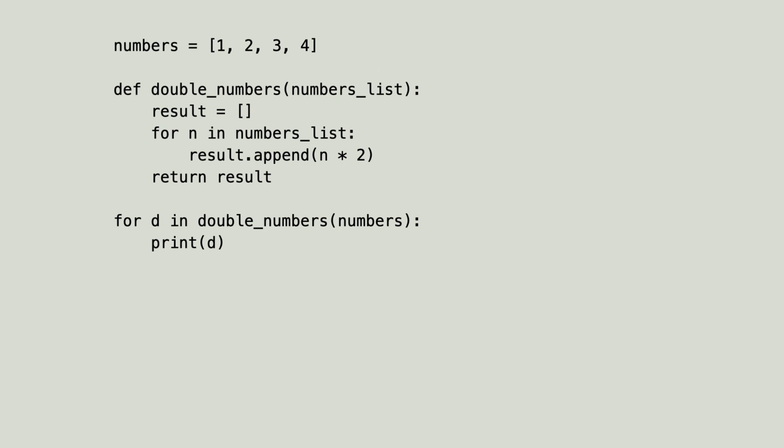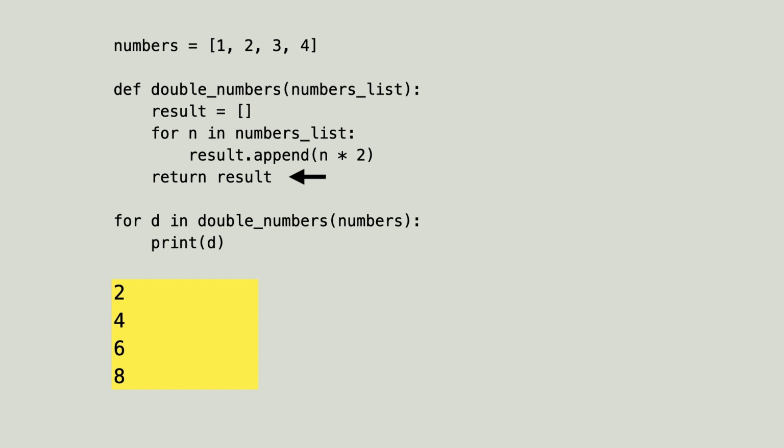Function double_numbers takes a list of numbers. It creates a new list, iterates the numbers list, and adds each element times 2 to the result. The result is returned, and this is the output. Now, there's nothing wrong with this code. It is clear what is happening and it will work in any programming language.